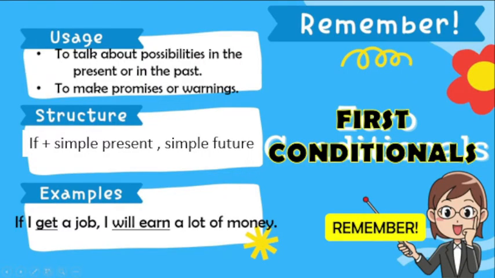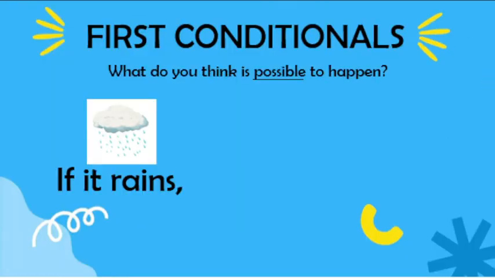Let us now talk about first conditionals. It is used to talk about possibilities in the present or in the past. It is also used to make promises or warnings. Structure, if plus simple present, comma, simple future. Example, if I get a job, I will earn a lot of money. Our verbs here are get and will earn. Get is in simple present, will earn is in simple future. Let's have more examples.